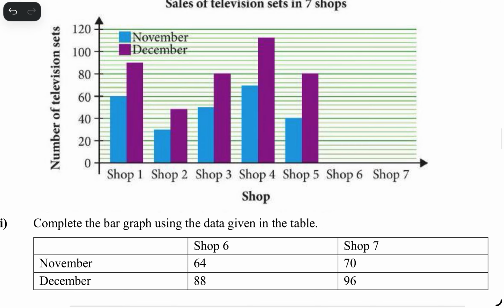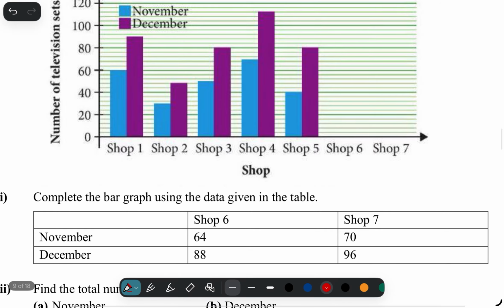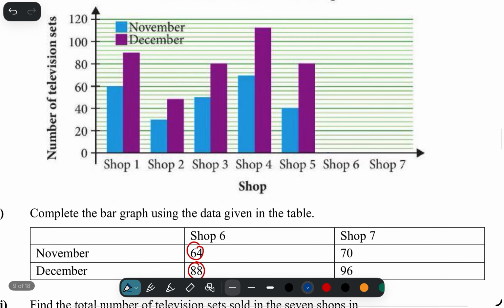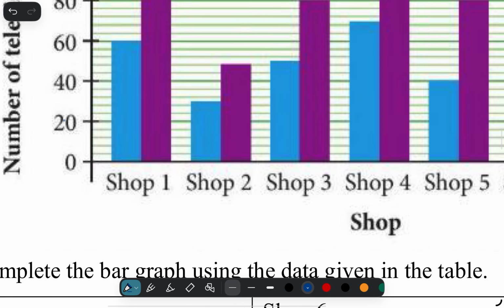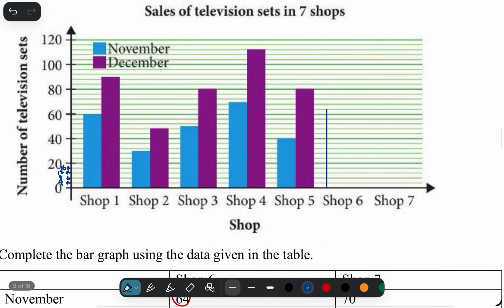Okay, over here I have a bar graph given in this table. So I look at shop number 6, 64 and 88. So that means first I will draw a blue color box for 64. 64 will be up to about here. Okay, remember each unit represents 4 units. I hope you can see, 20 represents 5 lines. So over here, each number represents 4, 8, 12, 16, and 20. So each small division represents 4 television sets.